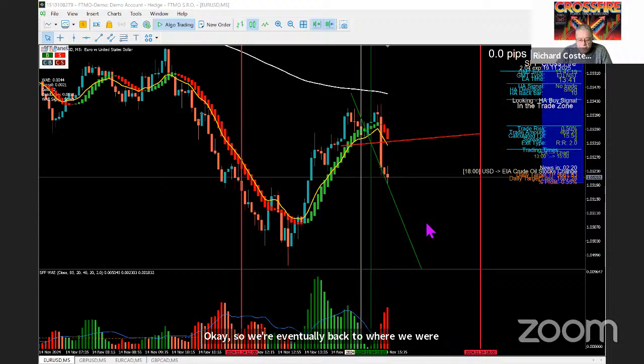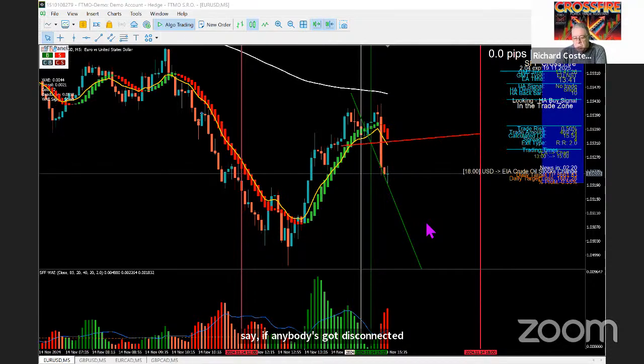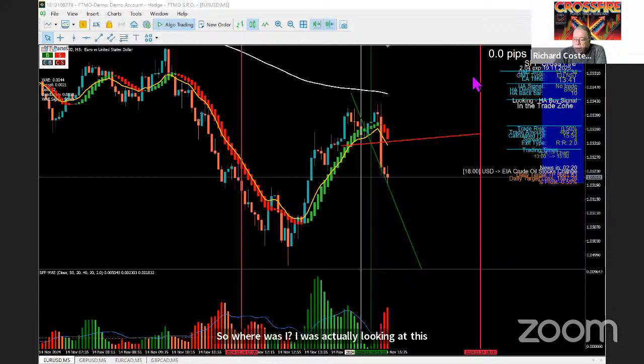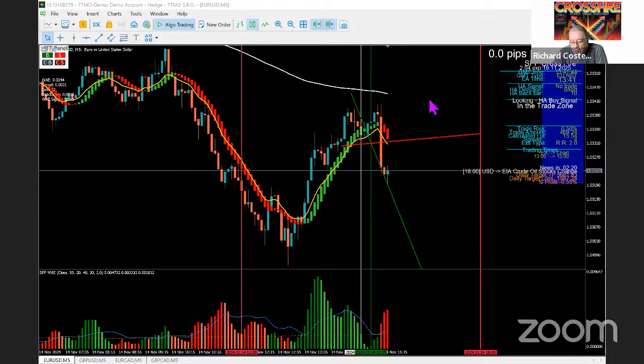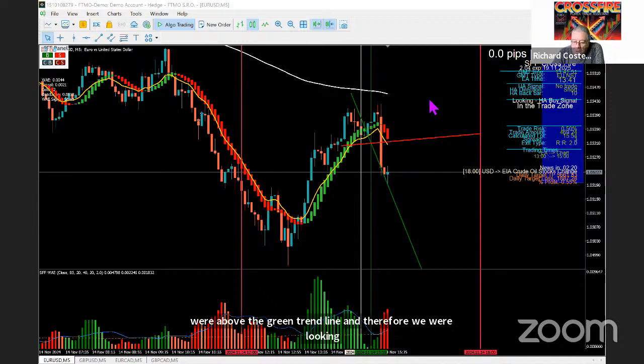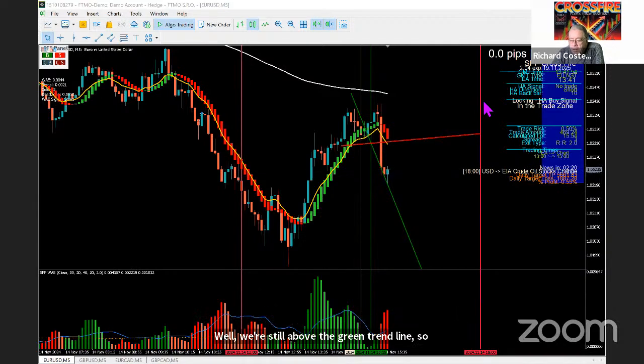As I say, if anybody's got disconnected, I'll post the two recordings on YouTube. So where was I? I was looking at this chart and going through it. I was saying that we were above the green trend line, and we're still above the green trend line, so we're still looking for a buy signal.